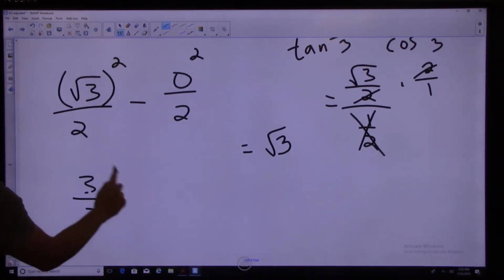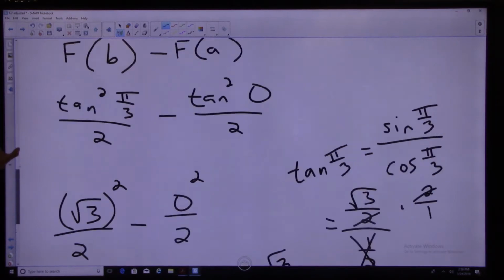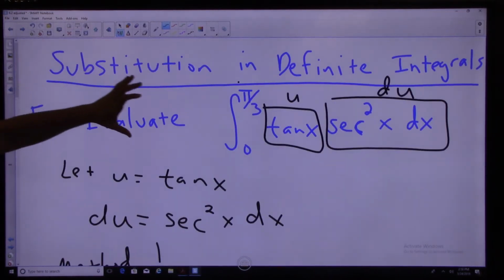3 over 2. There it is. So that's my answer. Now, I told you I was going to show you 2 methods. So if you like it that way, do it that way. Okay? If you don't, here's another method. So guys, again, let me recap the method we did there before I move on.